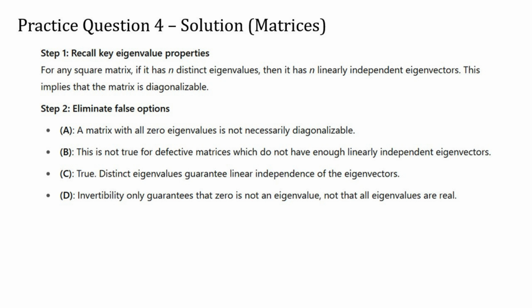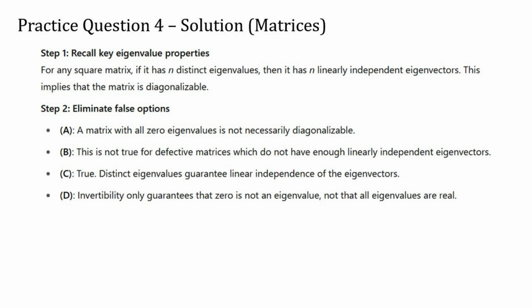Option B claims that every square matrix has a full set of linearly independent eigenvectors. This also isn't always true. Some matrices, called defective matrices, lack enough eigenvectors to form a complete basis, even if they are square. So that option is also incorrect.